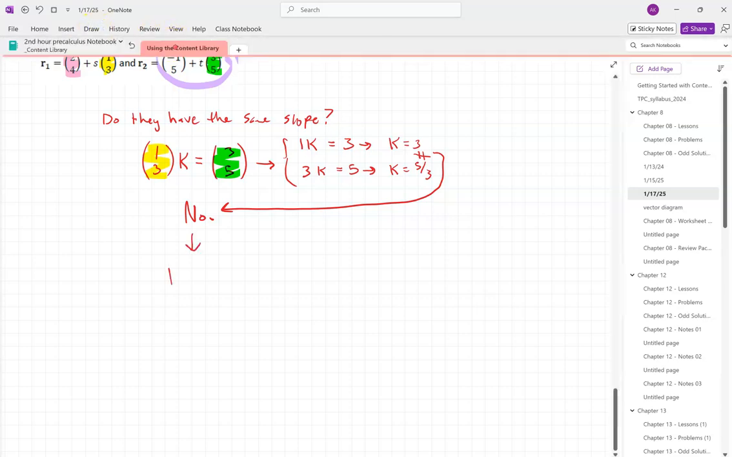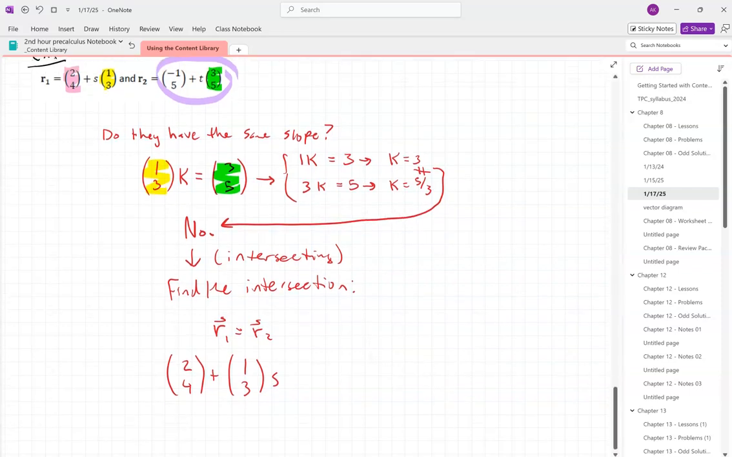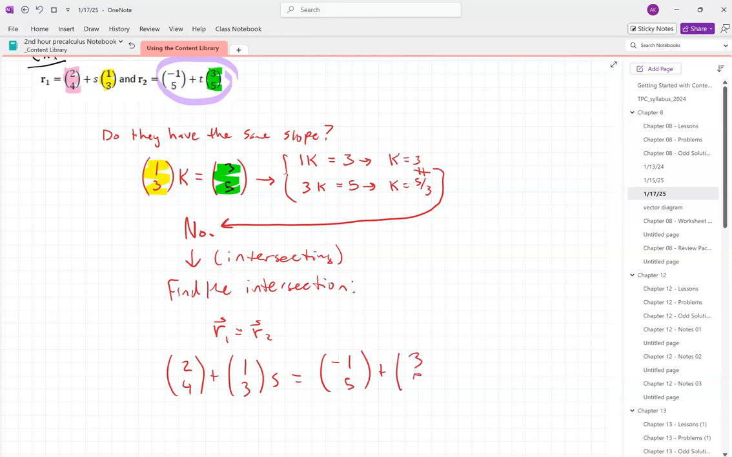All right. So we said no. So we have to find the intersection then. My apologies, guys. All right. So to find the intersection, we say R1 has to equal R2. So I take 2, 4 plus 1, 3s equals negative 1, 5 plus 3, 5t.